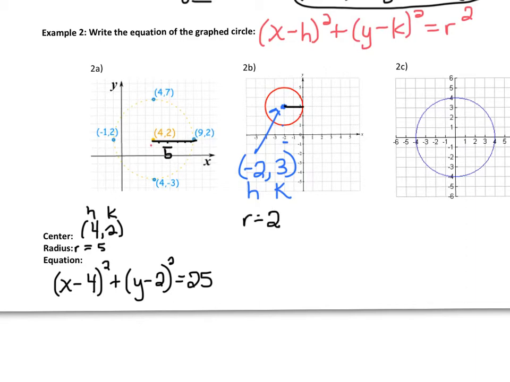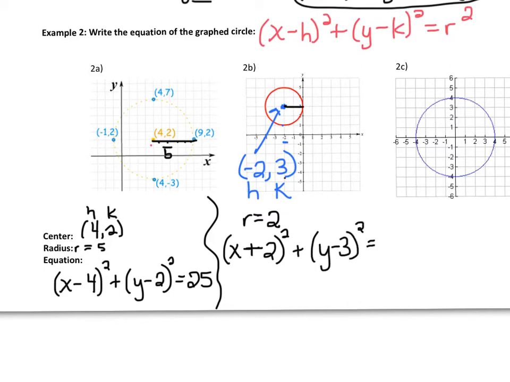And now we can plug those numbers into the equation. It'll be x minus -2, so x plus 2 squared, plus y minus 3 squared, and that's going to equal the radius squared. So we're going to have to do 2 squared, and when you figure that out, it's 4. So why don't we just put a 4 right here and be done.